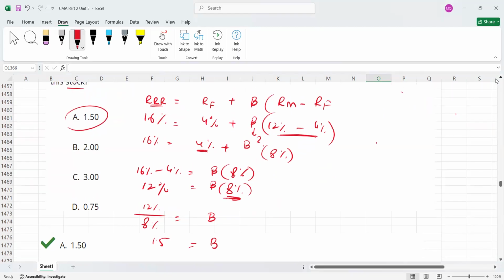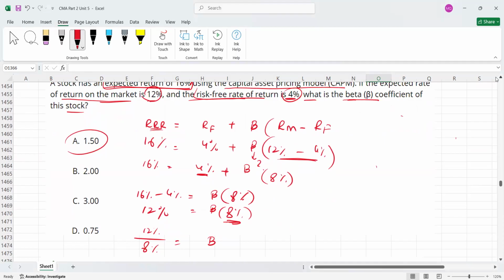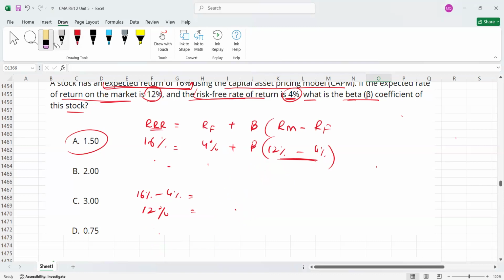But another way, if you don't know math, you can do it this way also. Just write the formula here, put the data here, and go on a trial and error basis. If you are not good in math, you can do trial and error. We know there are four options, right? The options are 1.5, second is 2, third is 3, fourth is 0.5. So what we can do is put each option in here, like 4% plus beta. First put this first option.